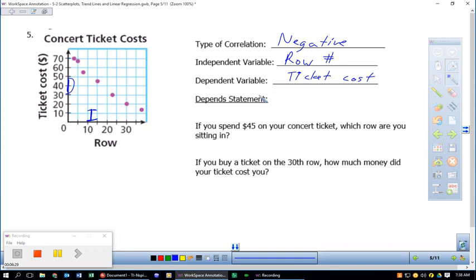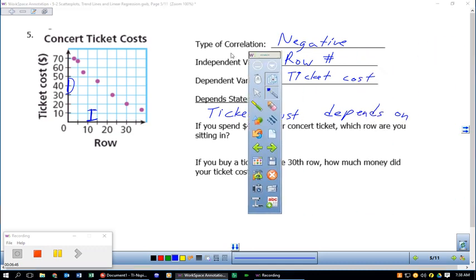Other than the graph, there is a way to tell this. It's which one of these depends on the other. And in our case, the ticket cost depends on the row number.